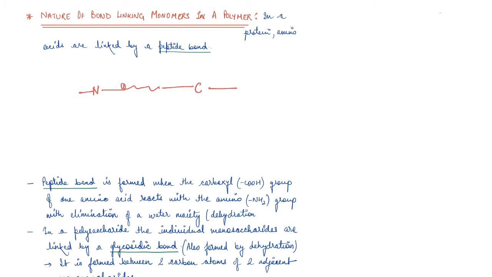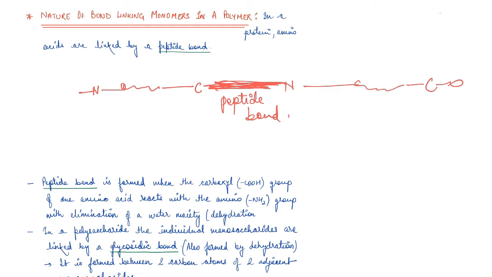So when this carboxyl group reacts with the amino group of the other amino acid, right? Here it reacts with the amino group and it eliminates water and forms a bond here. This is known as the peptide bond.